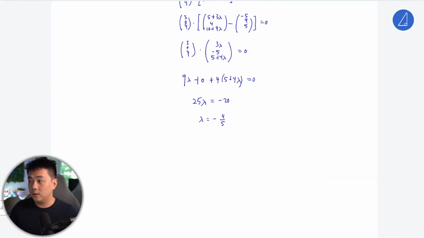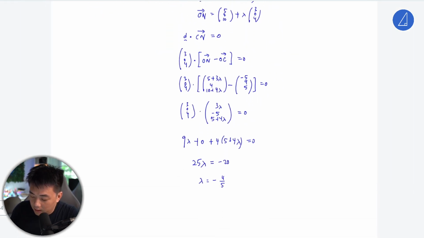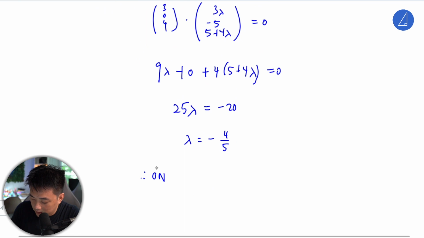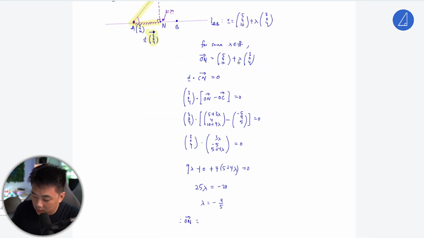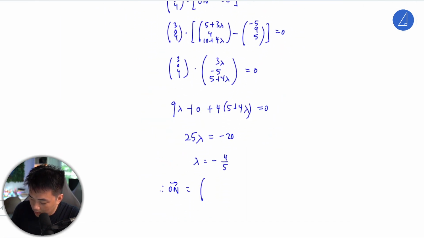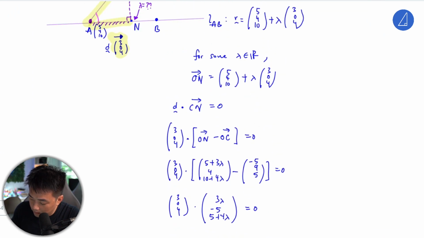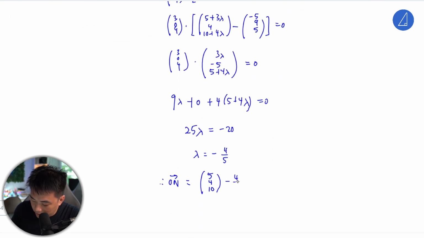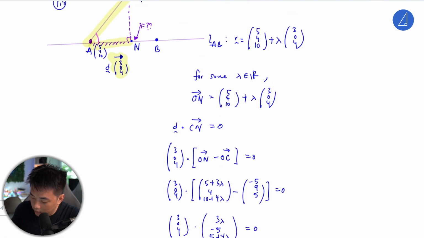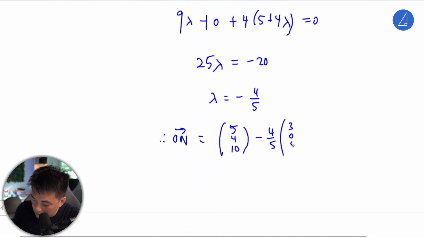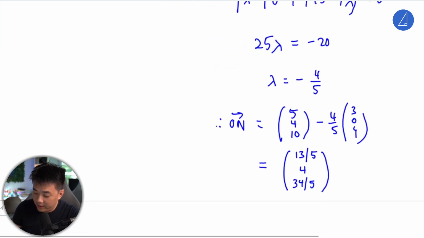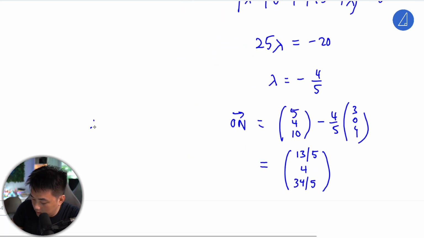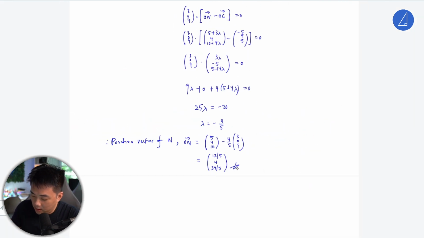Great. So once this is done, we could get our ON. Hence ON, just replace back into the line equation, right? So this point here is (5, 4, 10) minus 4/5 of (3, 0, 4). So the position vector of N will be this. There you go. Got it.